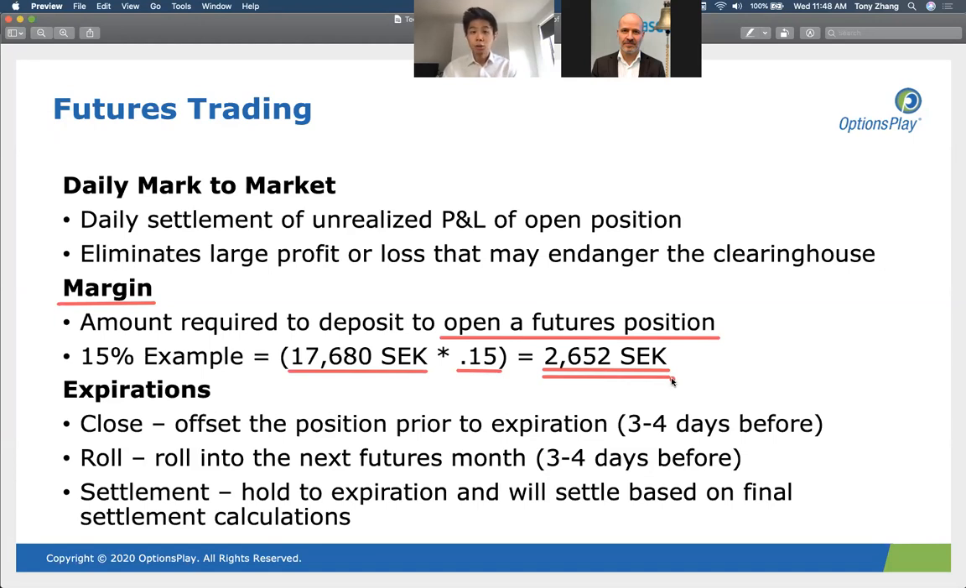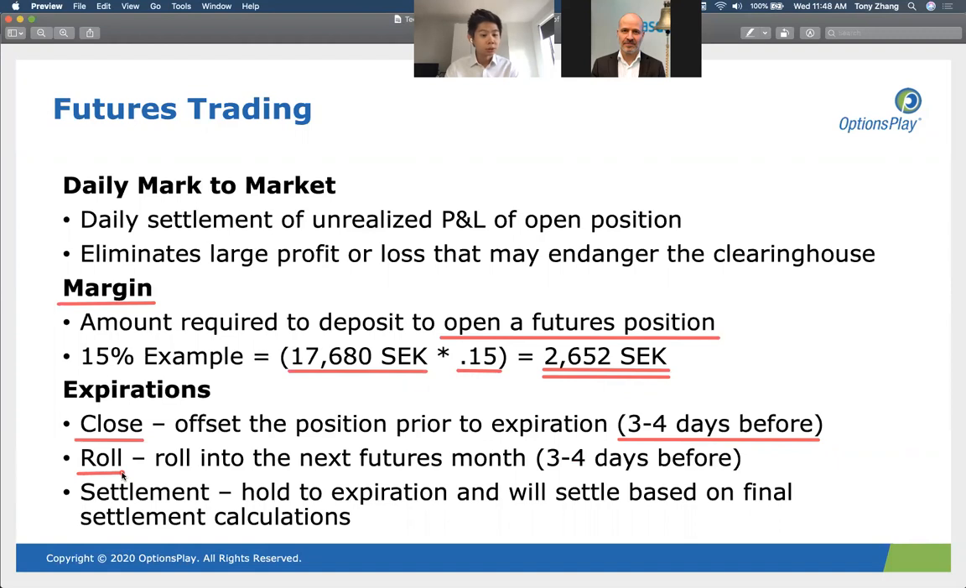Now, at expiration, you have 3 choices as far as what you can do. You can either close your position, which simply means offset the existing position that you have prior to expiration. Like I said, most traders will do this usually about 3 to 4 days before the expiration date. You usually do not wait until the last day, because by the last day, liquidity is already rolled off of the front month and is now trading more on the back month. And this usually happens about 3 to 4 days before expiration.